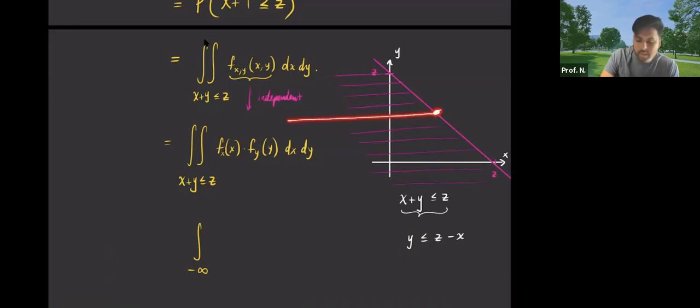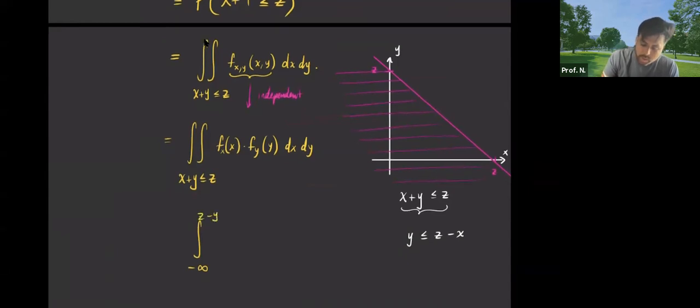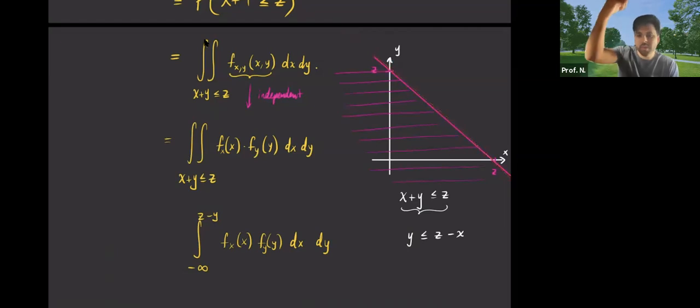In terms of y, right? It's z minus y, not z minus x. Remember, we have to write it in terms of y. So this is z minus y. And this is f of x, f of y, dx, dy. And then what are my y values going from? So once this is true, what are my y values going from? All the way from negative infinity to positive infinity. Do you guys see how we did that? Do you guys see?